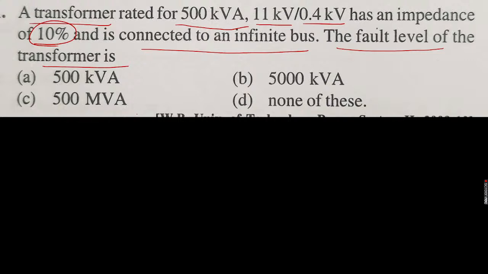What will be the answer? Anyone? Can you guess this? Can you guess the answer? This is a very simple question only, but I need all of your attention. Just tell me what will be the correct answer.